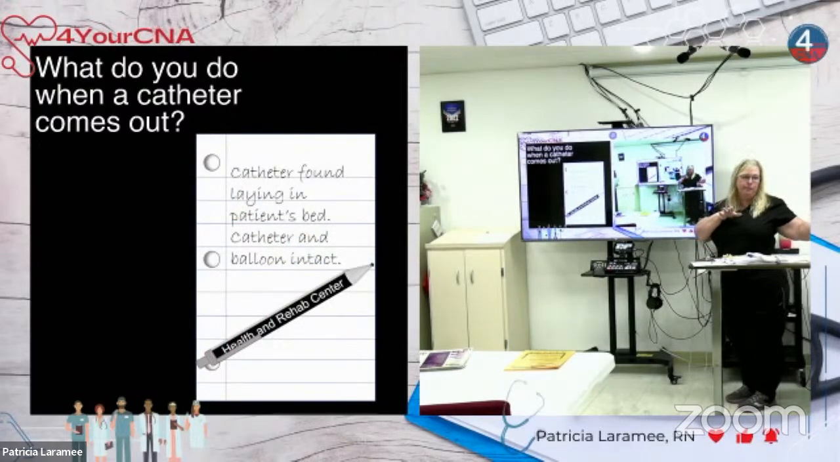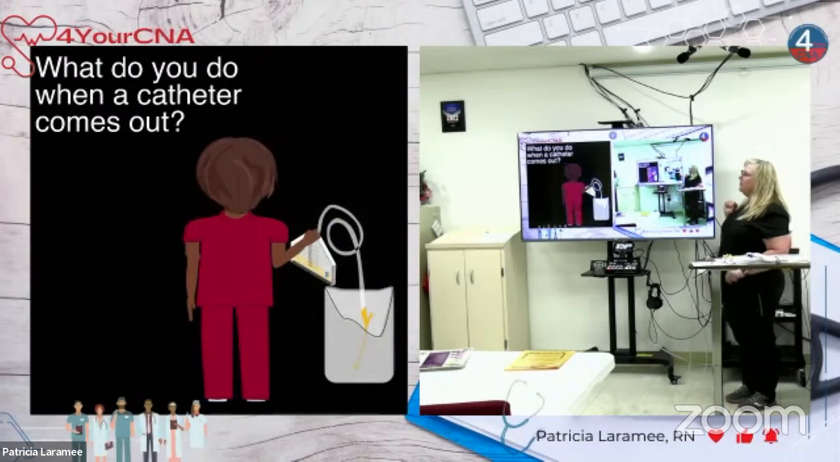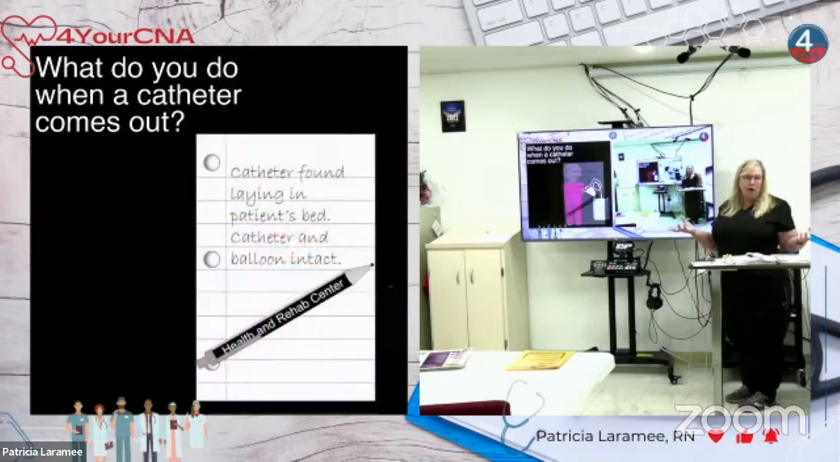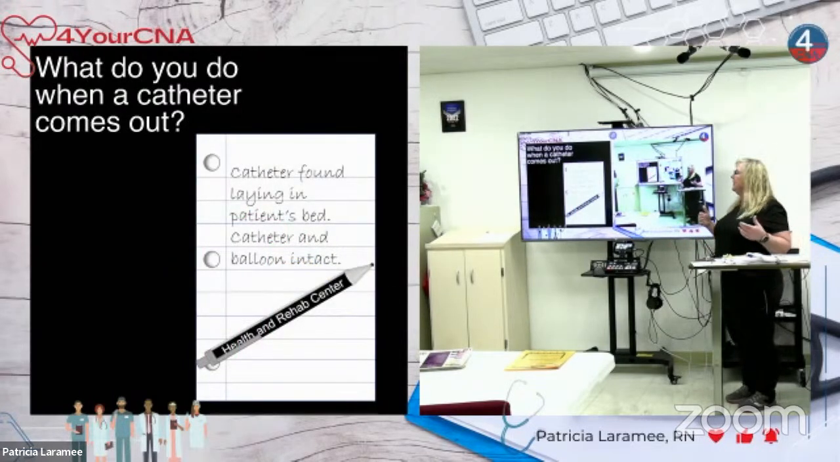You have no bearing in this. So you would want to say something like, catheter found laying in bed or laying on the floor. That's how I found the catheter. You want to indicate if the balloon was intact or not. And you always want to indicate that you notified the nurse. So what did you do about that?